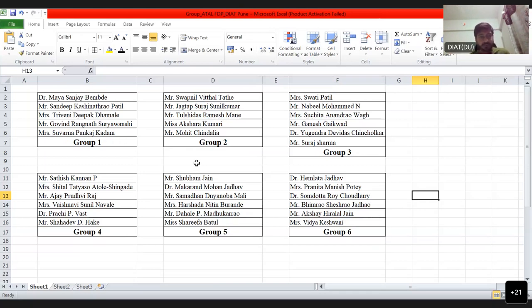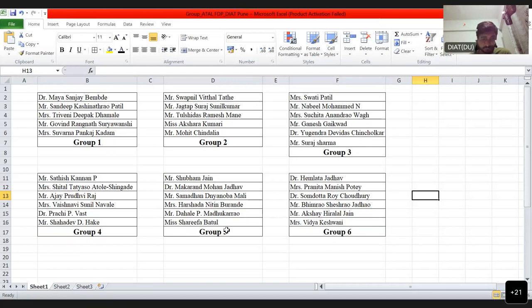Mr. Swapnil, Mr. Jagtap Suraj Sunil Kumar, Mr. Tulsidas, Ms. Akshara Kumari, and Mr. Mohit, these 5 participants, are in group 2. Then Mrs. Suchita, Mr. Ganesh, Dr. Yogendra, and Mr. Suraj Sharma are in group 3. Mr. Satish Kannan, Mrs. Sheetal, Mr. Ajay, Mrs. Vaishnavi, Dr. Prachi, and Mr. Shahadev are in group 4.